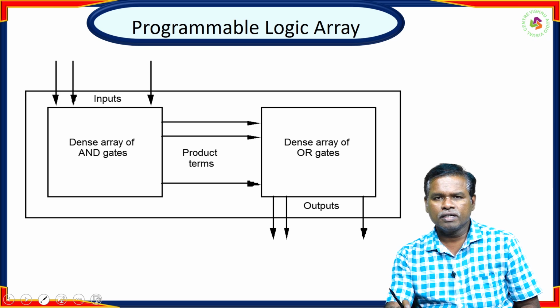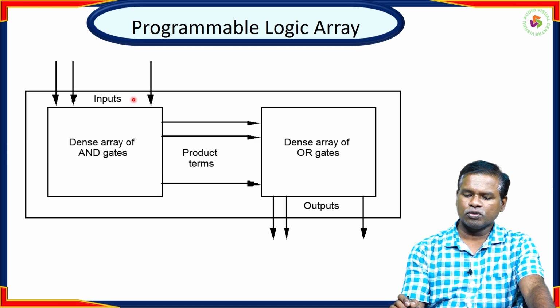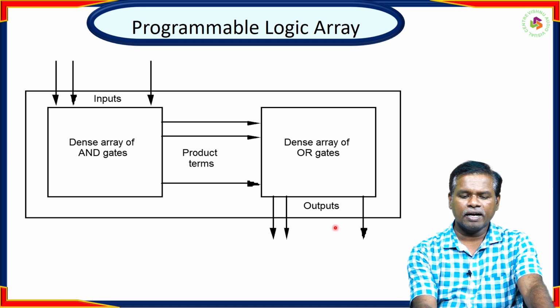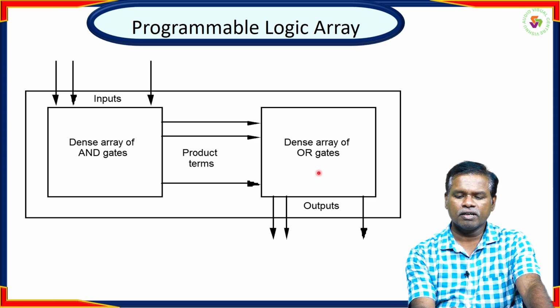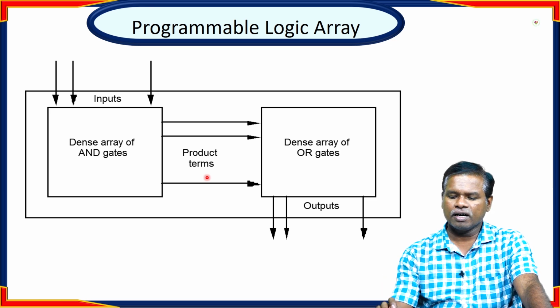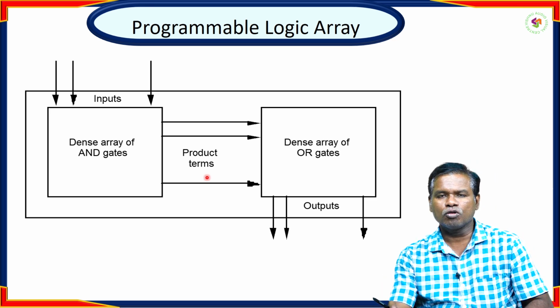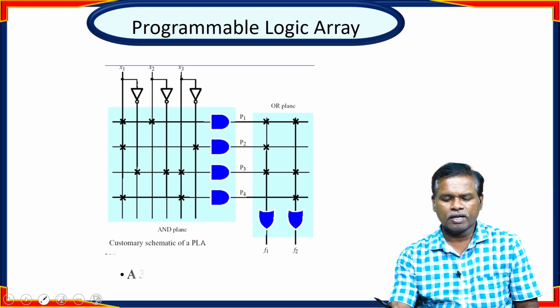Now if we see the PLA structure, there will be some inputs and outputs, but in between we have an AND array as well as an OR array. The output of the AND array gives us some product terms, which are given as input to the OR array, and the output of the OR array is treated as the output of the PLA. Let us see this with an example.